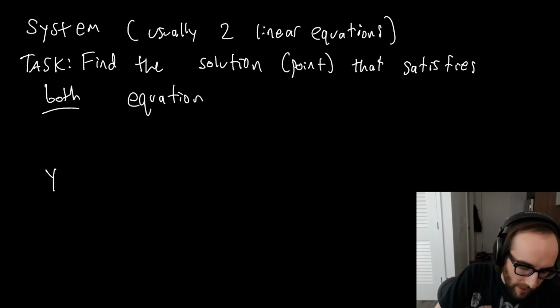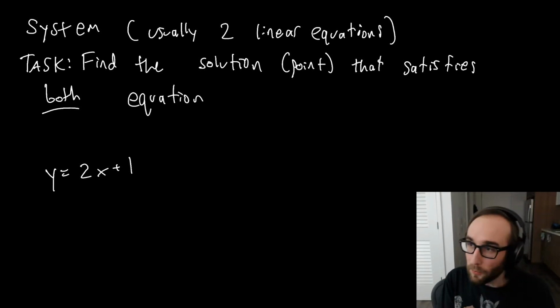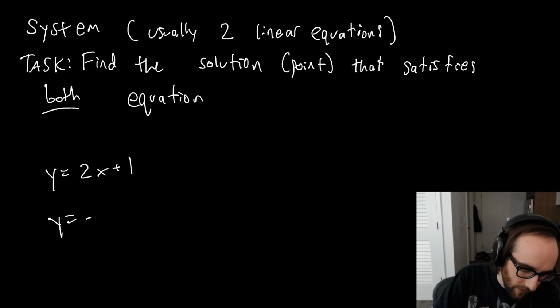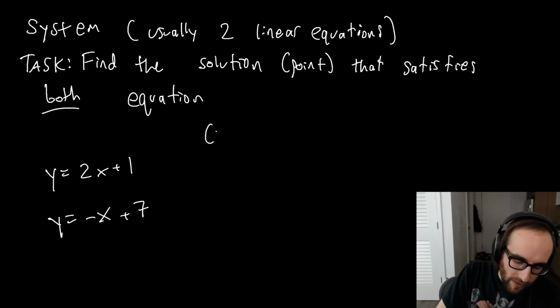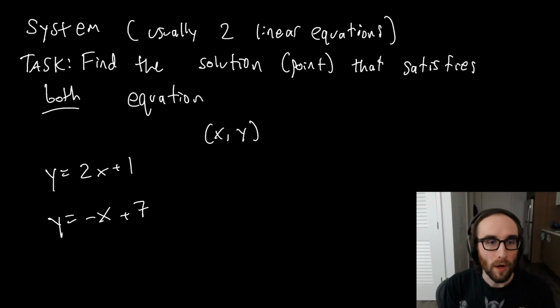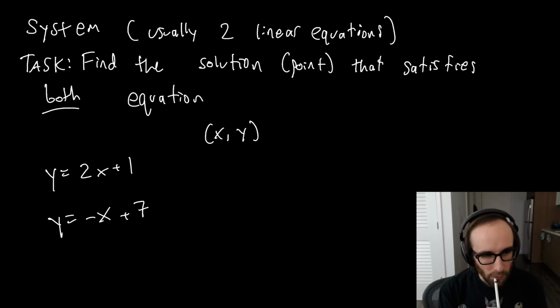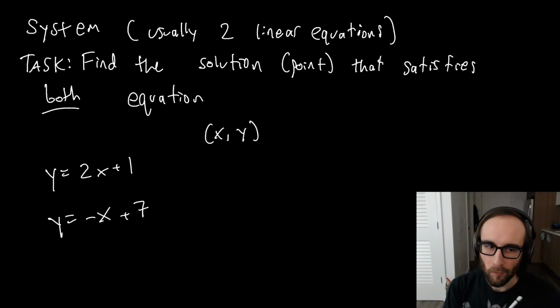Let's say we have y equals 2x plus 1, and we also have y equals negative x plus 7. So we have 2 equations. We're trying to find the x and y value that works for both equations. So we could try and think of this as kind of like a puzzle. We're trying to solve the puzzle. What is our x and y value?